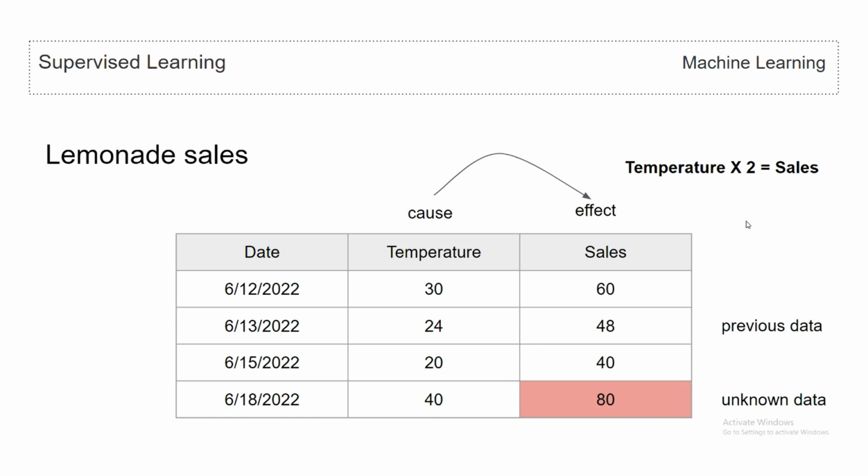So the machine or the computer, knowing that there is this type of correlation between temperature and sales, you're able to come up with a model to predict the sales for June 18, 2022, when the temperature is 40 degrees. So that's basically what supervised learning is.